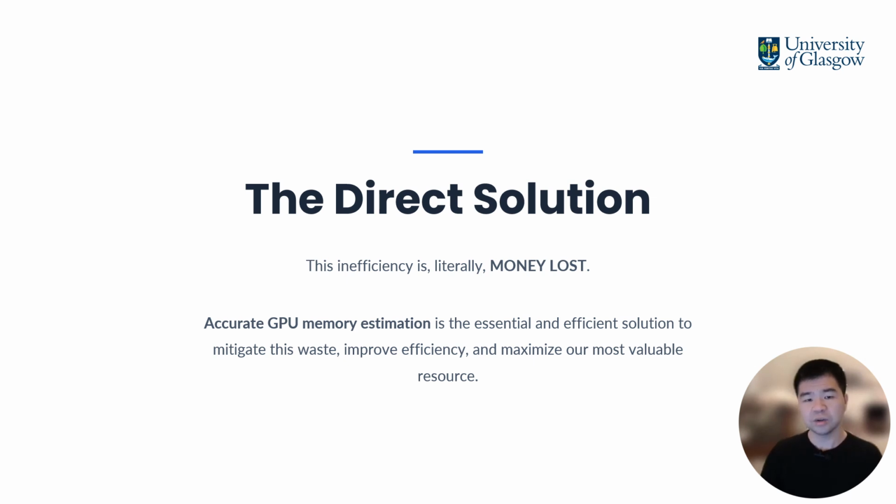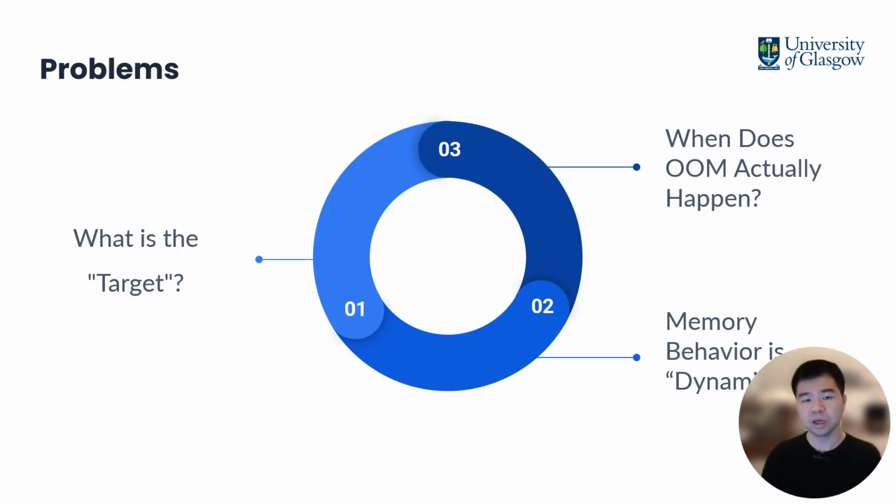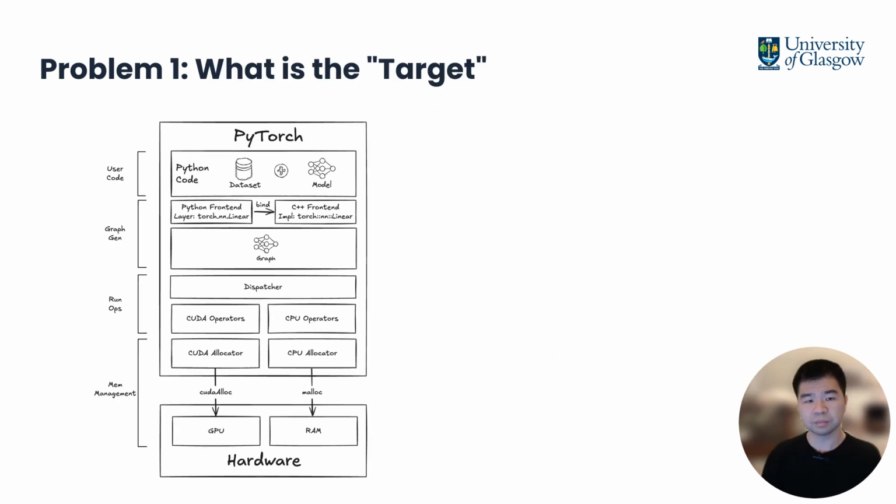So, an efficient and direct solution is accurate GPU memory estimation, which can mitigate the waste and maximize our valuable resources. However, estimating GPU memory isn't as simple as it sounds. There are some major problems we need to figure out. The first problem is, what is the target?